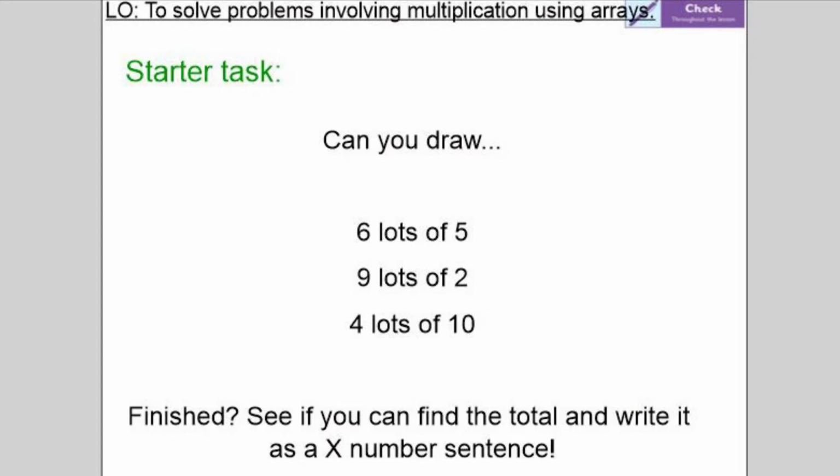In yesterday's lesson, we practiced drawing equal groups, so we're going to do that again for our starter task. So I'd like you to try drawing 6 lots of 5, 9 lots of 2, and 4 lots of 10. You can then find out the total for each one, and then write the multiplication sentence to go with it as well. Pause the video now and have a go at this, and we'll go through the answers together in a second.